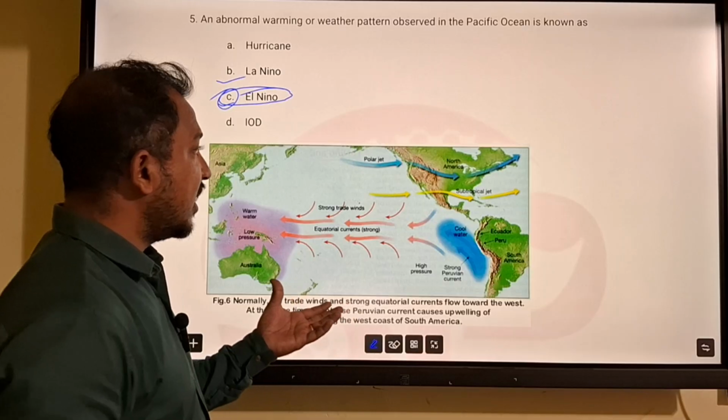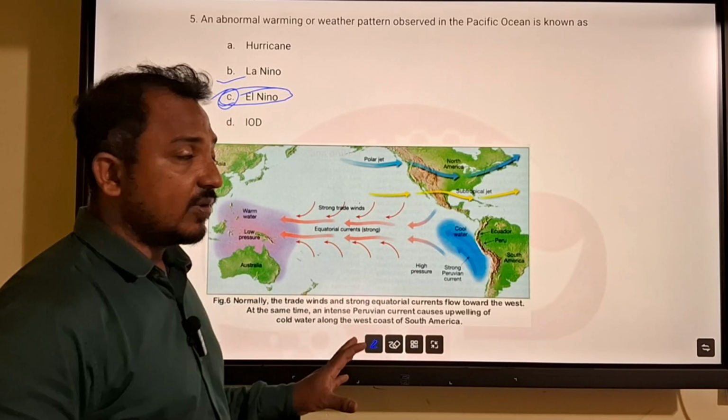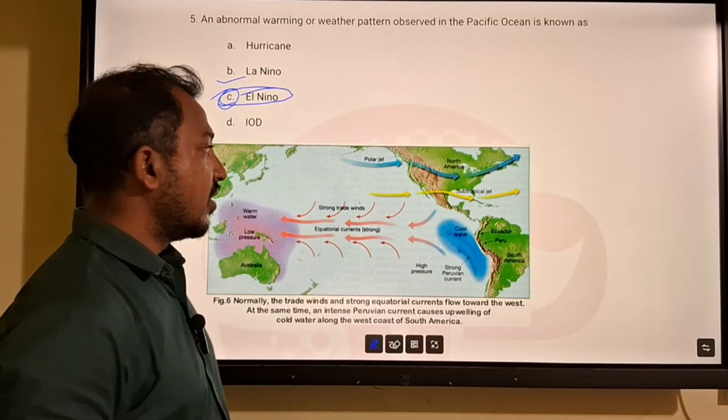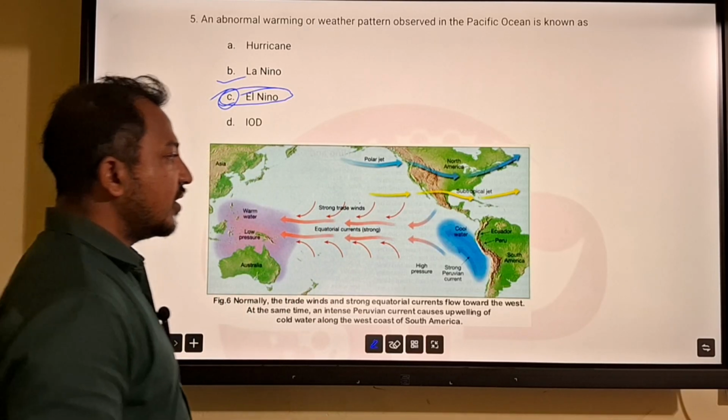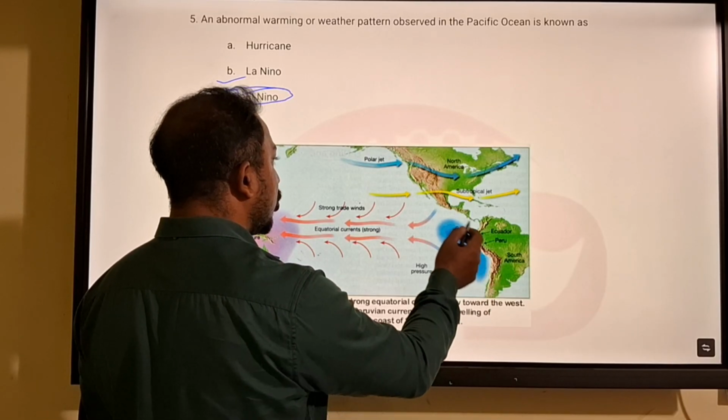Let's see briefly how El Nino occurs. There are three phases in these regions. One is the neutral phase, one is the El Nino phase, another is the La Nina phase. During the neutral phase, what happens? There will be stronger trade wind.